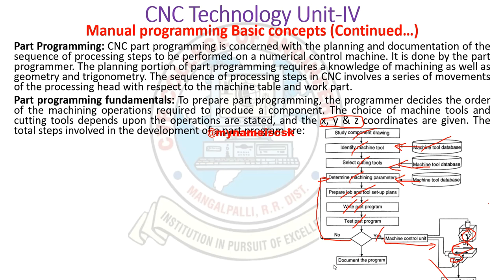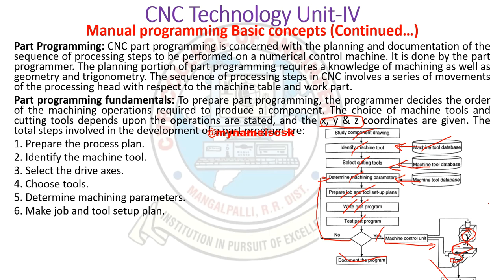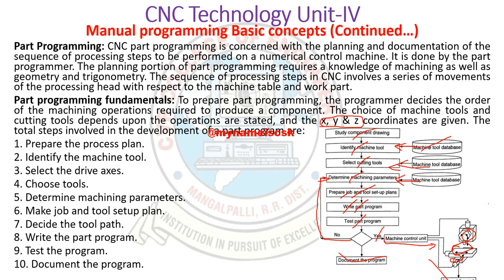After everything is correct, we will save it as a document or store it in the storage system. So first we have to prepare the process plan. Next we have to identify the machine tool, the same thing. Then, at the final stage of part programming, we have to document everything.